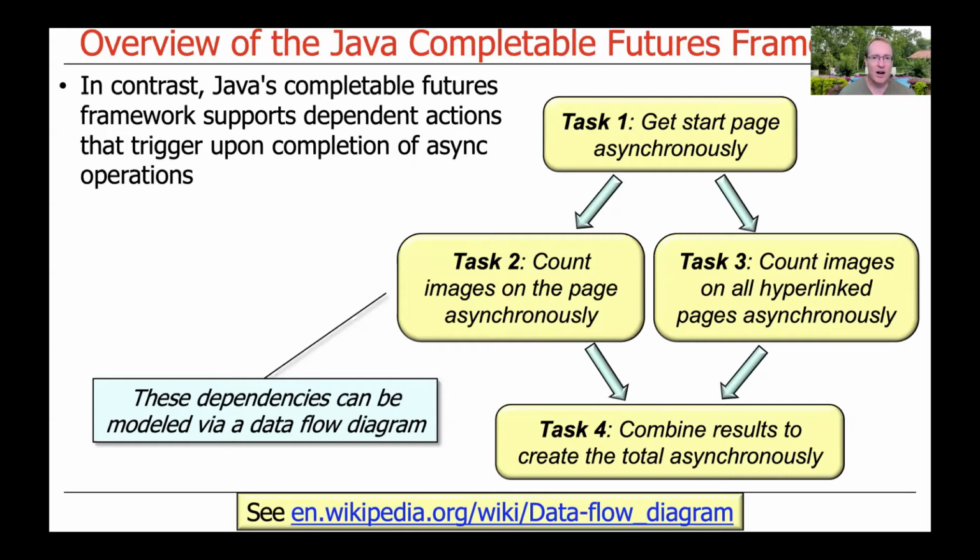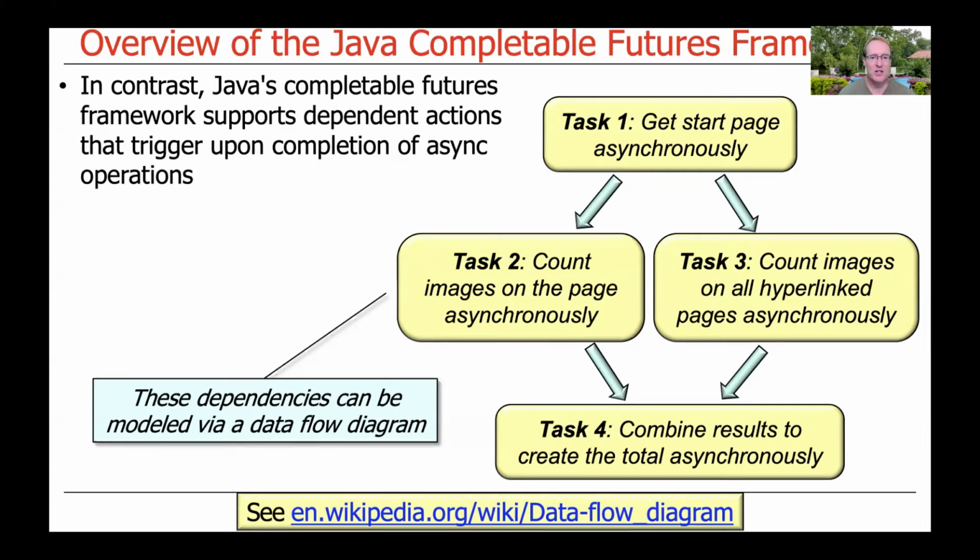So here's a way to model that web crawler example that we looked at a moment ago using sequential and synchronous processing in an asynchronous way, in a parallel concurrent way. So what we're going to do here is have task 1, which is going to be to get the start page asynchronously.